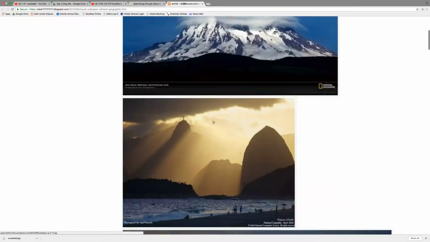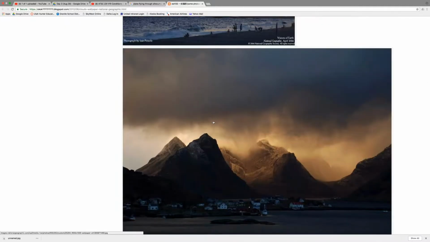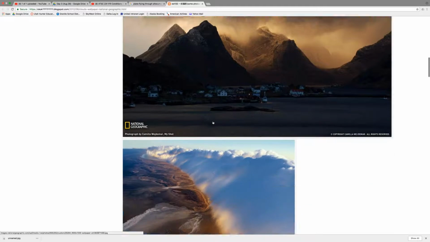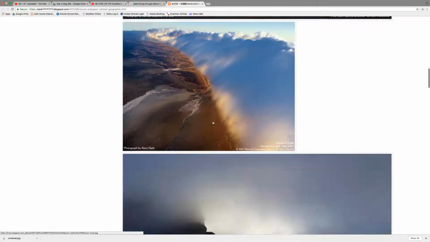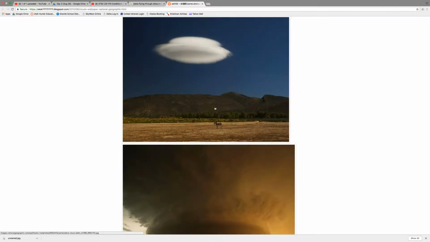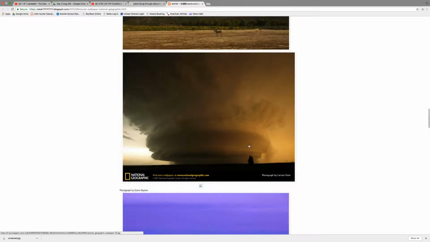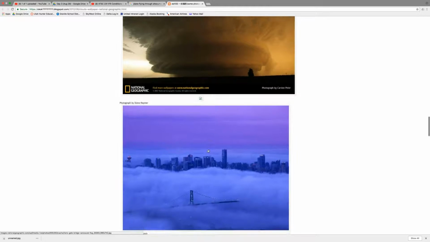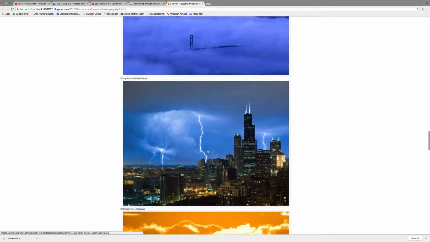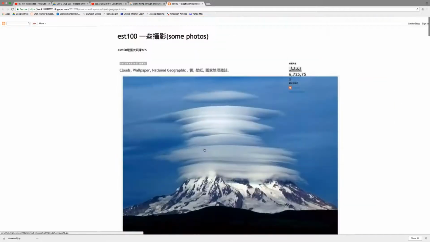Yeah, super cool. Clouds are just cool in general. There's another good example. Altocumulus standing lenticular. That's a tornado. The start of a tornado, at least. But yeah.